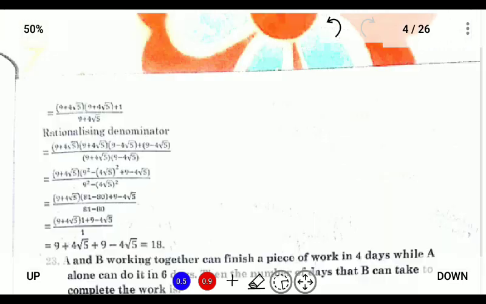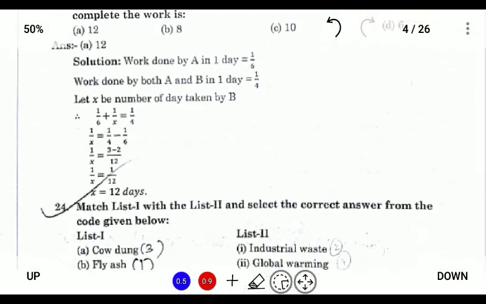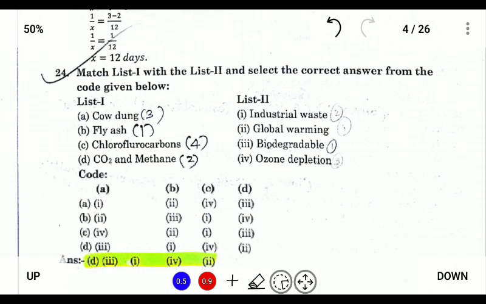Next, match list 1 and list 2 and select the correct answer from the code given below. Cow dung, fly ash, chlorofluorocarbon, and carbon dioxide and methane.